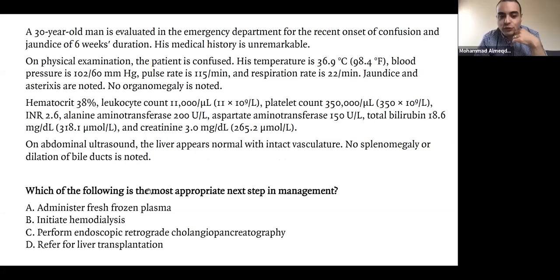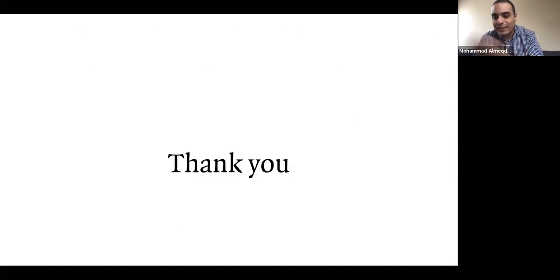Right? So which of the following is the most appropriate next step in management? Give them FFP, give them dialysis, do an ERCP, or refer for a transplant? Transplant. Definitely, right? Refer for transplant. So this guy is in acute liver failure, should be referred to transplant. All right, if you have any questions, you can ask now or ask later.